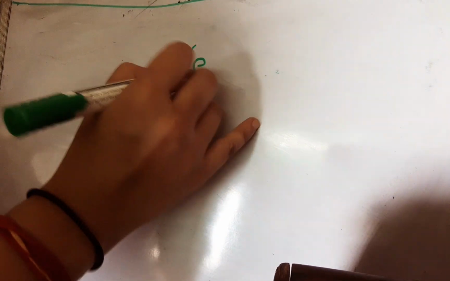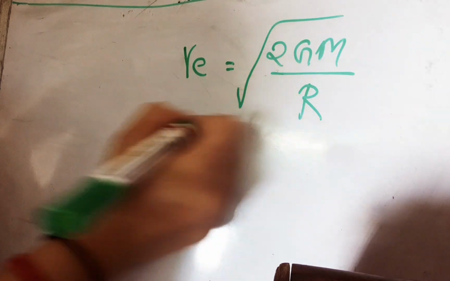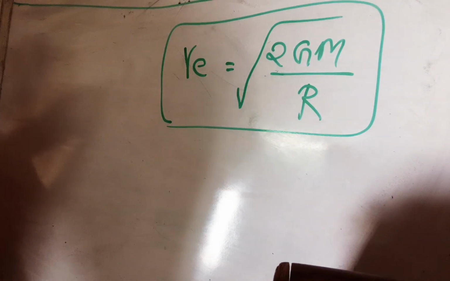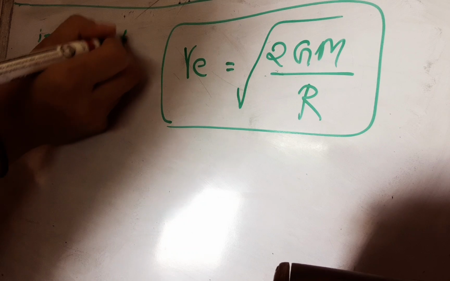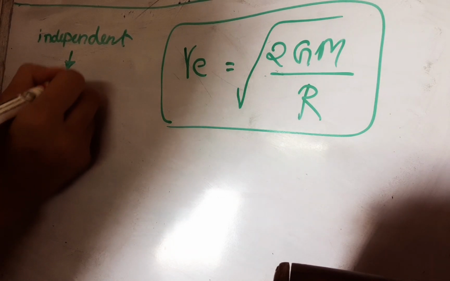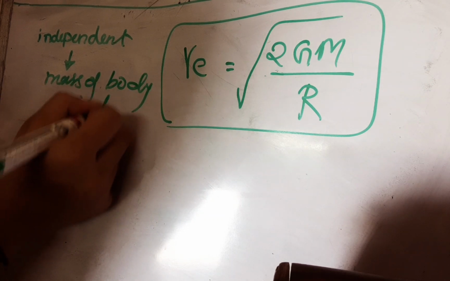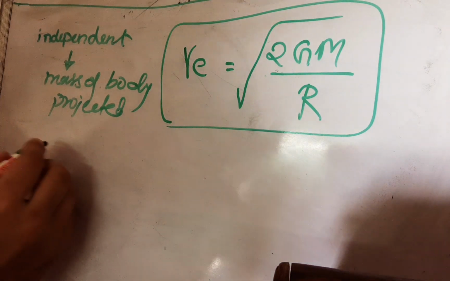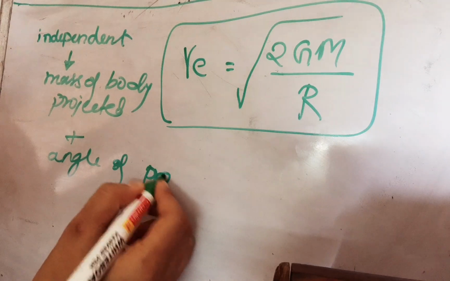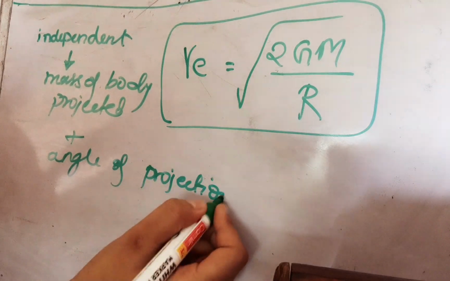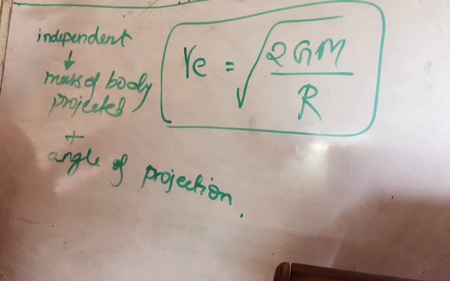So your escape velocity V is equal to under root 2GM upon r. This is your escape velocity. It is independent of the mass of the body projected, whatever body you are projecting. Also it is independent of the angle of projection.